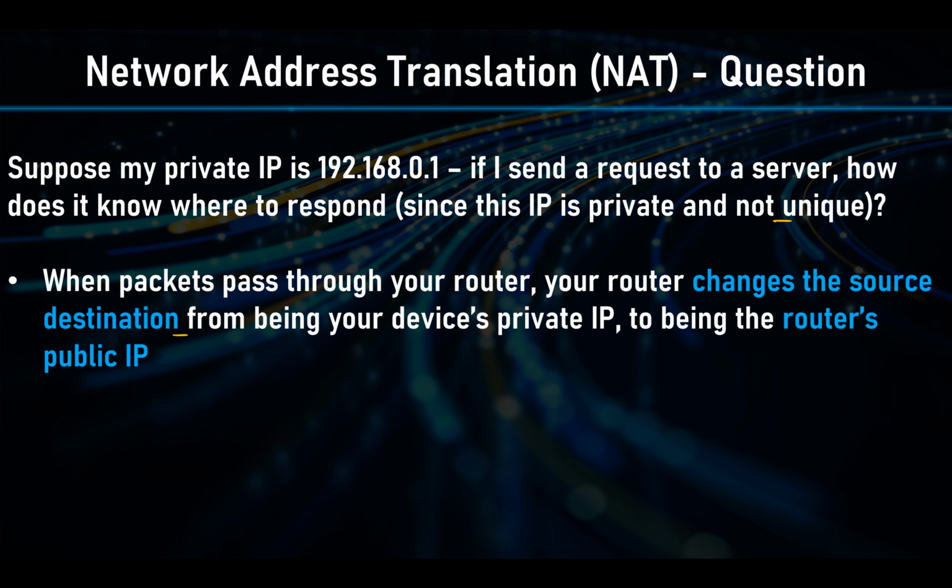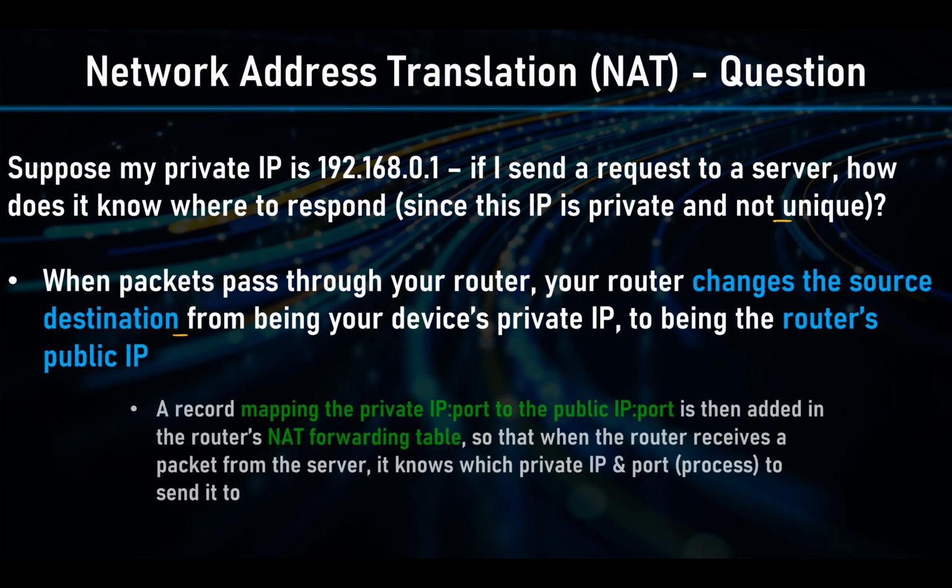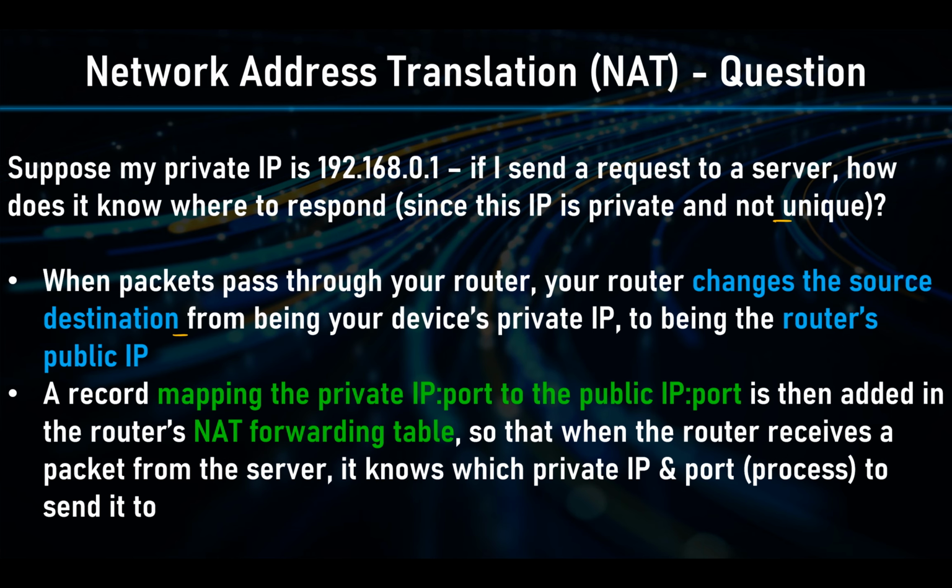So when we say source destination, that's the source destination's IP address, going from your device's private IP to the router's public IP. If that doesn't make sense, we'll see a diagram in a minute. Then we have a record that maps the private IP and port number to the public IP and port number. The private IP and port is going to be your device, and the public IP is going to be the router.